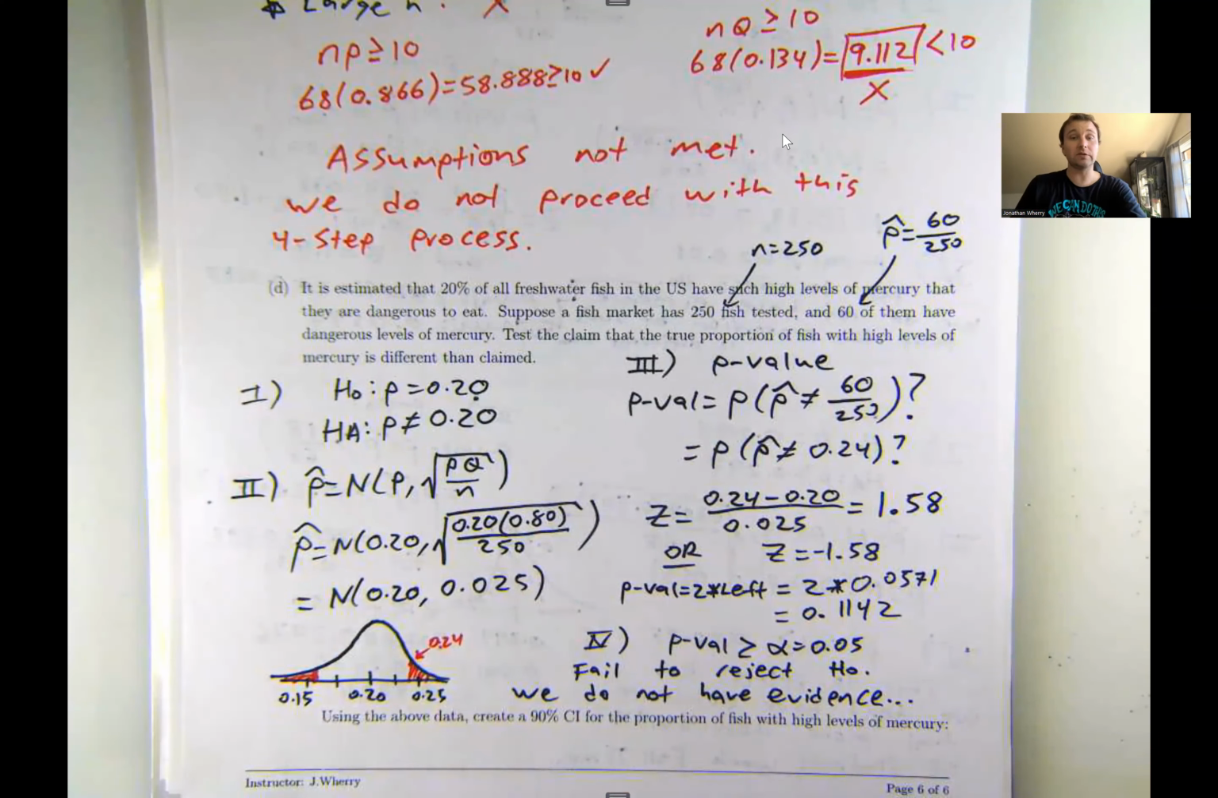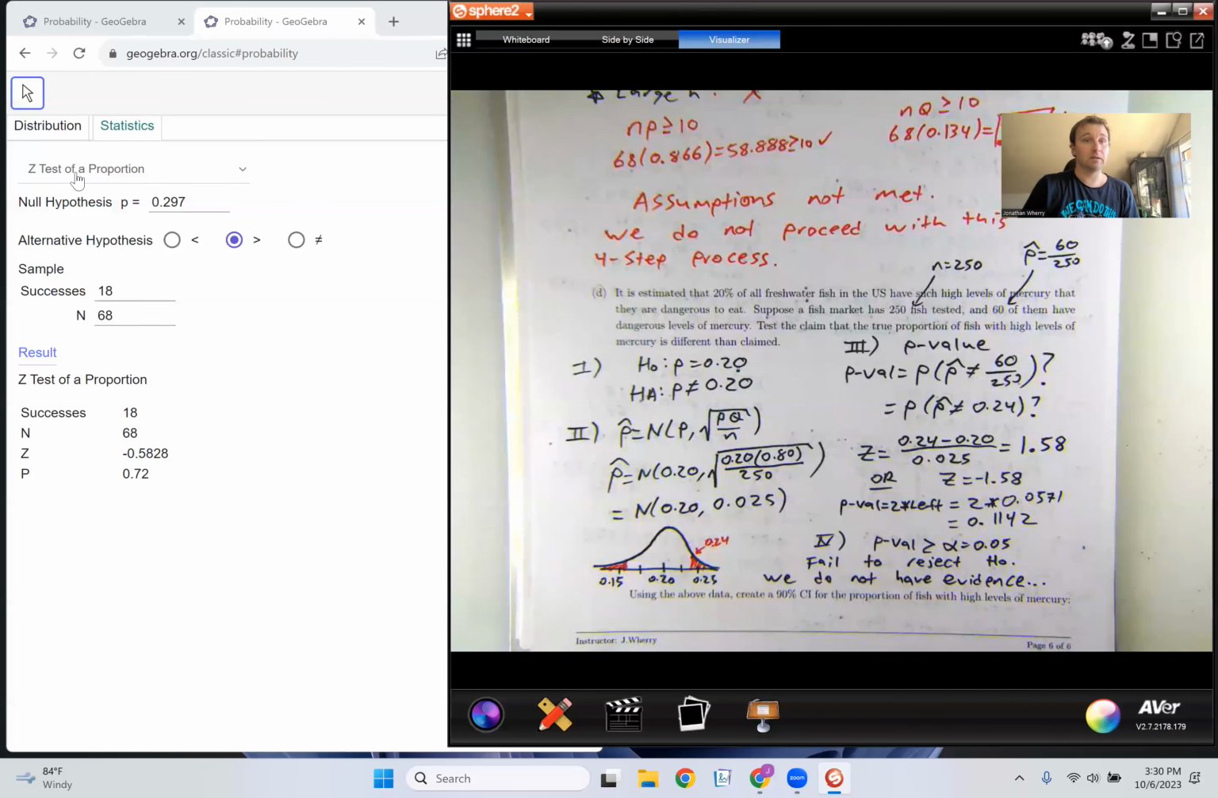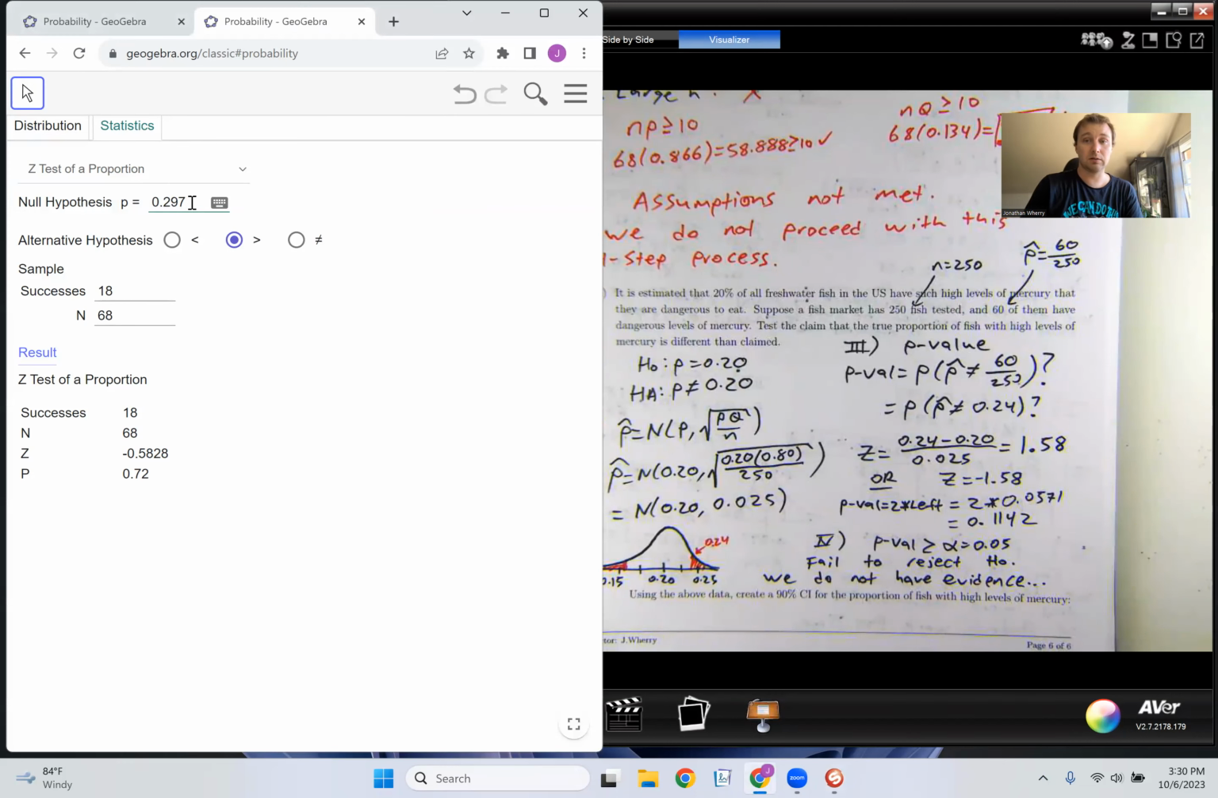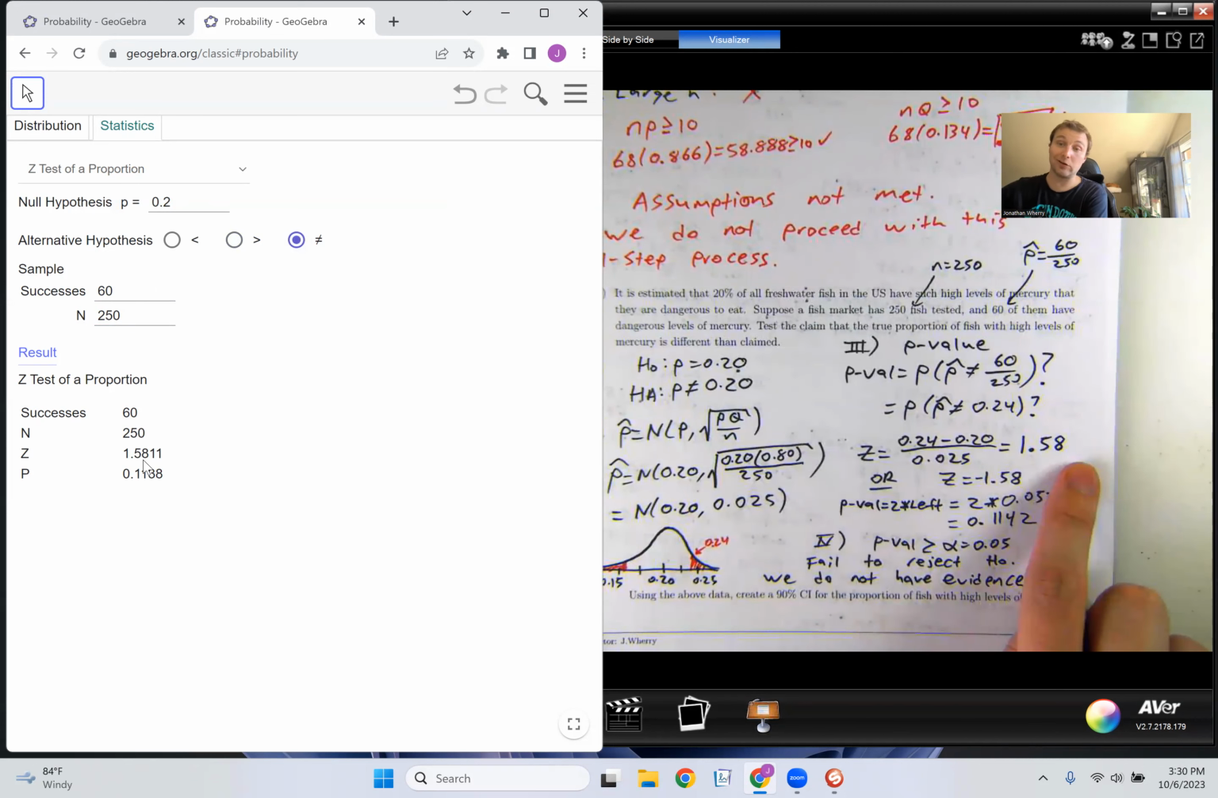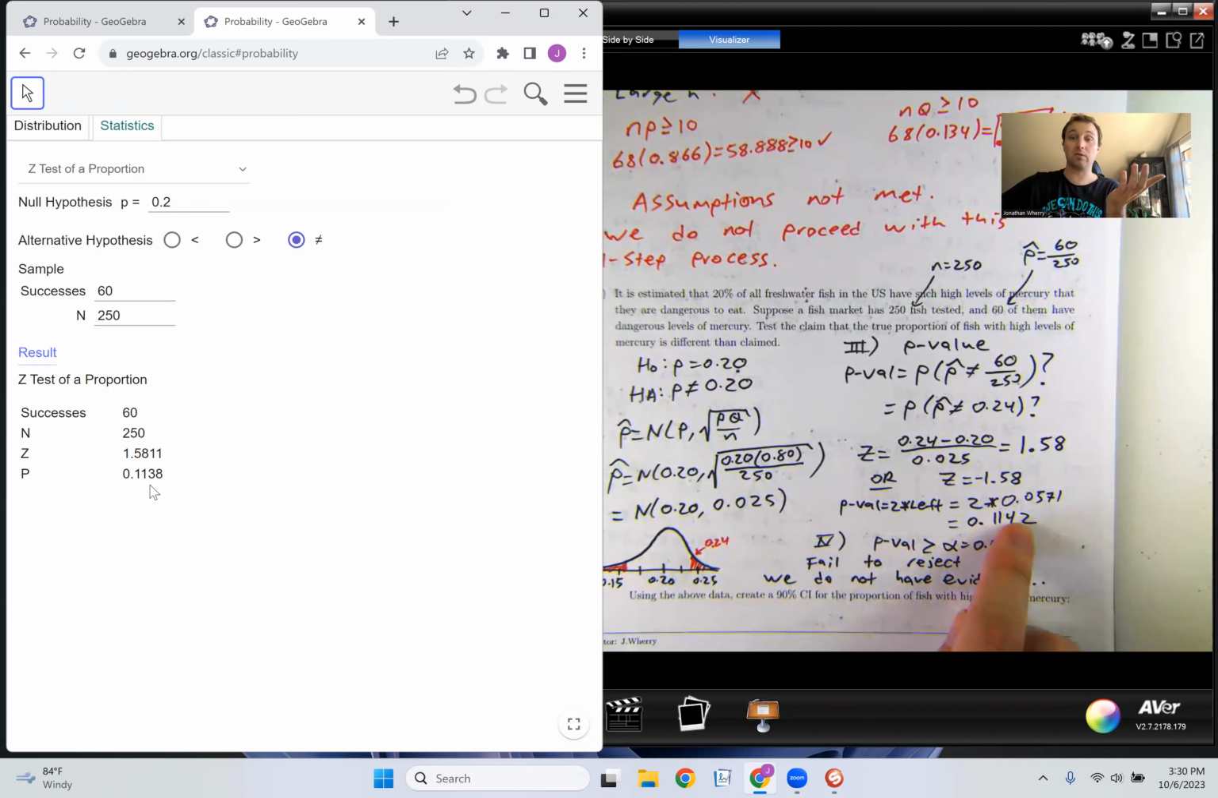I want to double check this using GeoGebra. So I'm in z-test for proportion. I have a claim of 20%. I have a success rate of 60 out of 250. That gave me the size of just one tail, so I have to make sure I'm choosing the does not equal symbol. It should be 2 tails. It gives me my matching z-score, that's a great sign, and it gives me 11.4%. I'm getting the same p-value.